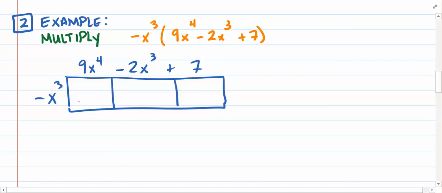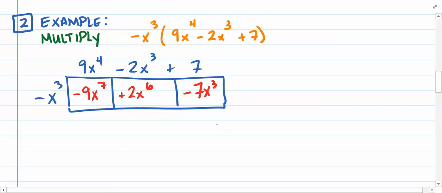Okay, here we go. Negative x to the 3rd multiplied by 9x to the 4th is going to give me negative 9x to the 7th. Remember, when we multiply with the same bases, we add their exponents. Negative x to the 3rd multiplied by a negative 2x to the 3rd will give me a positive 2x to the 6th. And then negative x to the 3rd multiplied by 7 would give me negative 7x to the 3rd.